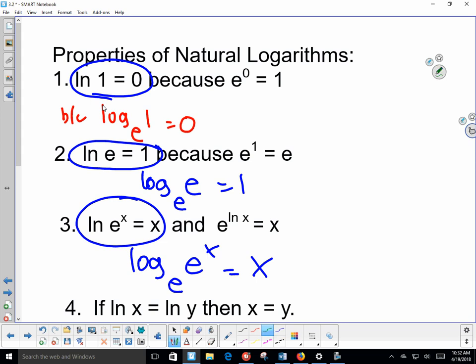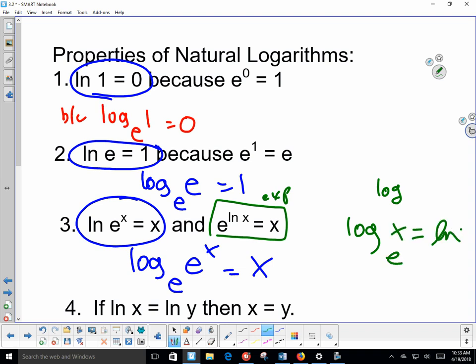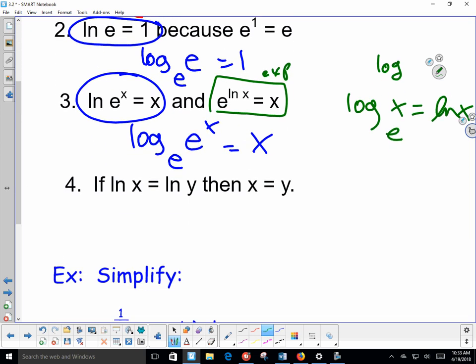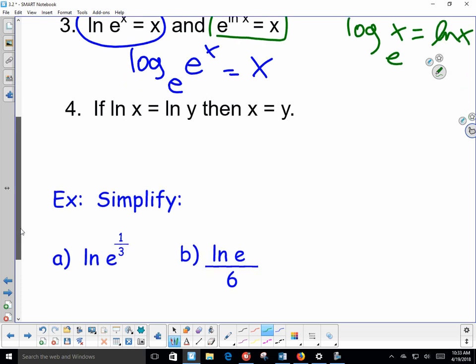And again, if I wanted to prove that this is true, I would take this from exponential form and write it in log form, right? And so that would be log to the base e of x equals ln of x. You with me? And log to the base e of x is ln of x, so it works out. What else? If ln of x equals ln of y, then x has to equal y. That's that same one-to-one property. And then I just had some examples. Are these on your sheet?